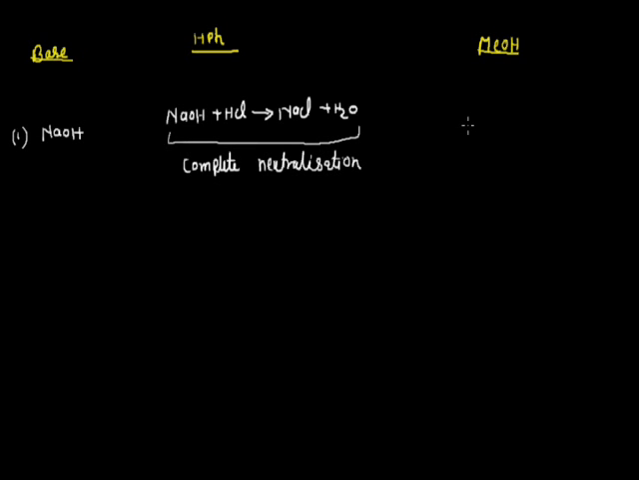Now the second is methyl orange. If in this titration we use methyl orange indicator, then the reaction is the same type: NaOH plus HCl. After the reaction it gives NaCl plus H2O. Here again there is complete neutralization.